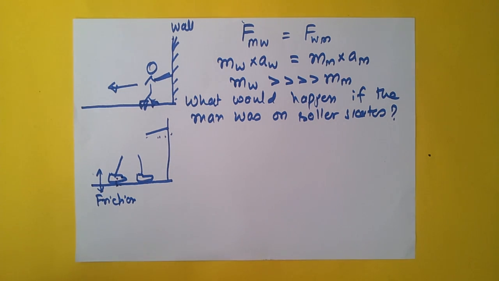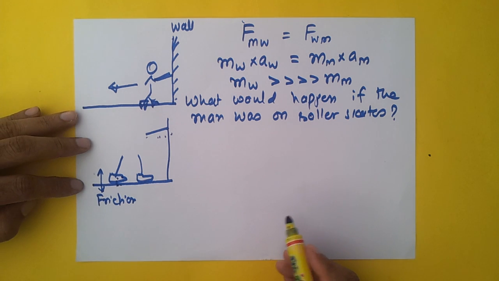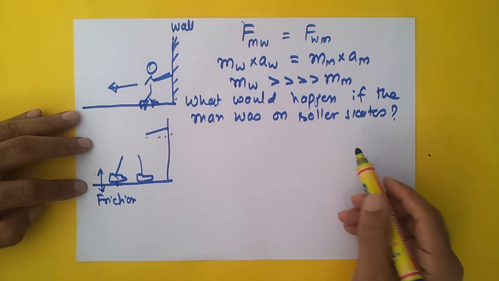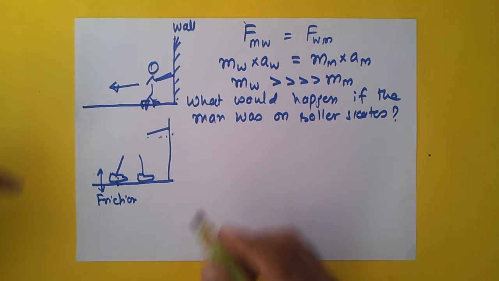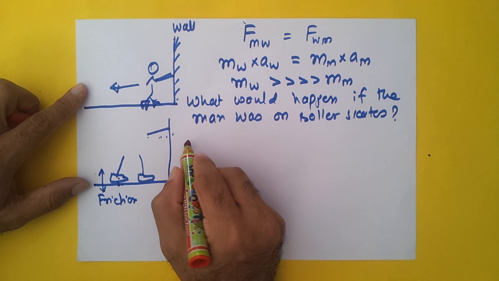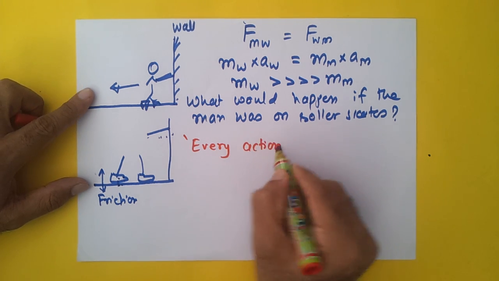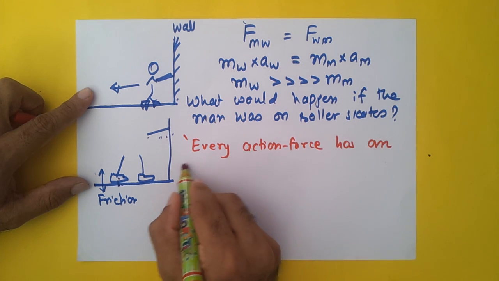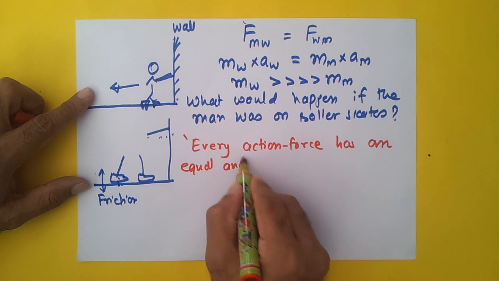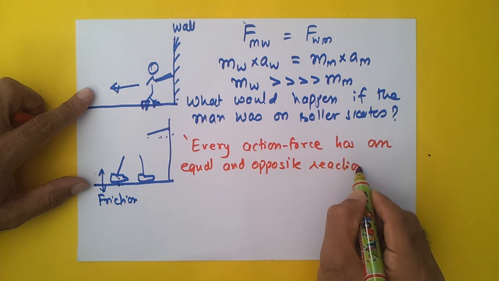Okay, I hope these two examples have helped you understand Newton's third law of motion better. I'll end this video by recommending a small change in the way we write Newton's third law of motion. This is how I would write Newton's third law of motion. Every action force has an equal and opposite reaction force.